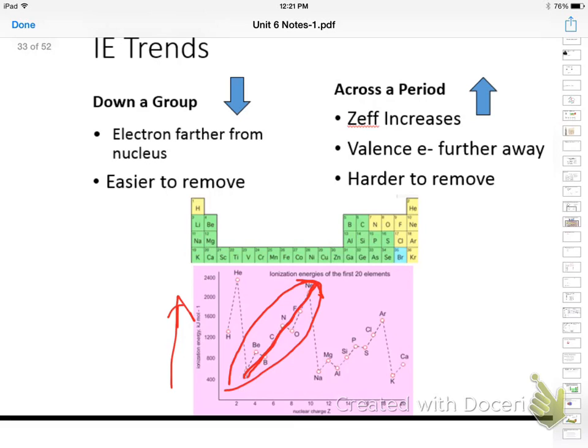The trend is not quite as clear as I go down a group. I'm going from lithium to sodium to potassium, or from fluorine to chlorine. So down a group, the ionization energy tends to go down a little bit because that electron is further from the nucleus, right? So the further away from the nuclear pull, the easier it is going to be to remove.